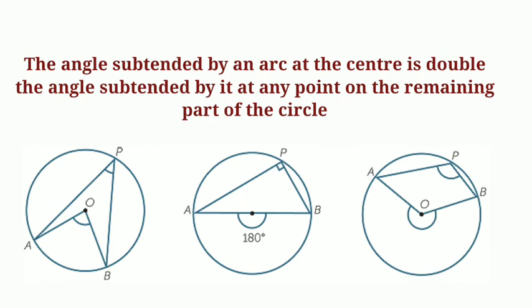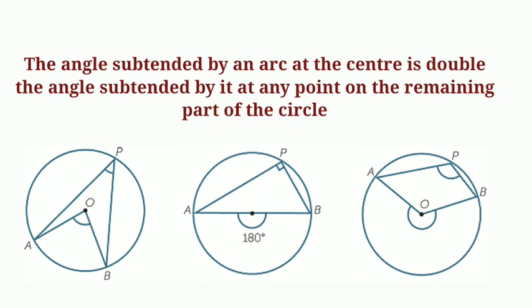Then in the second case, we have another arc AB. So this is a semicircle, so we get 180 degrees at the center. Which is the remaining part of this circle? APB. So select one point. We selected one point P and join AP and PB. So the arc AB subtends an angle at the center, that is 180 degrees, and 180 divided by 2, that is half of 180, is equal to 90 degrees. So angle APB is equal to 90 degrees.